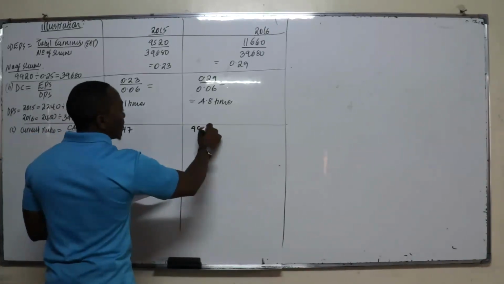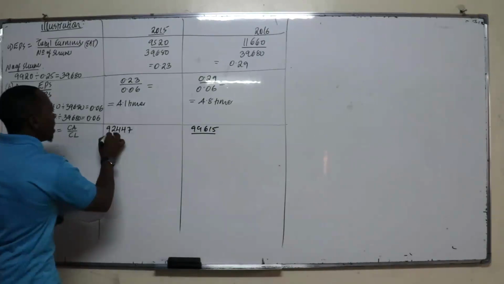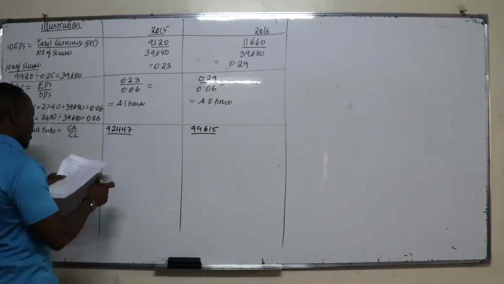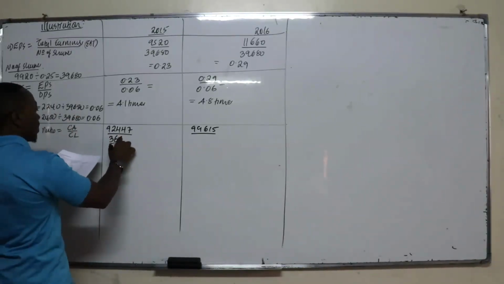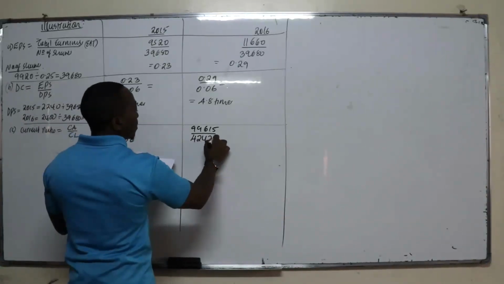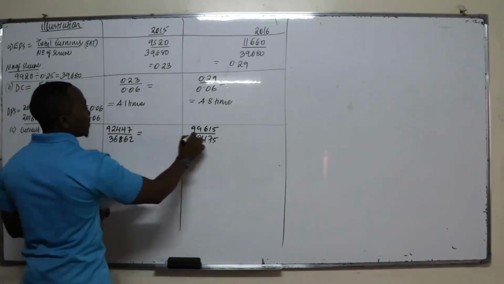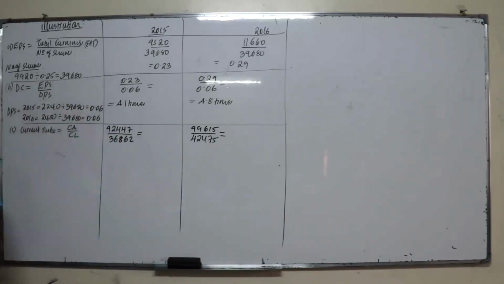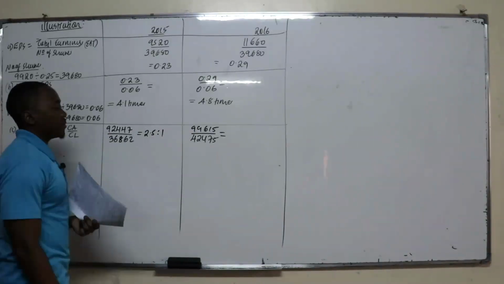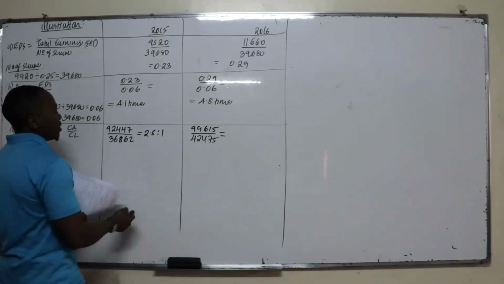99,615. Then you divide by the current liabilities. We have current liabilities of 36,862. Here we have 42,475. Sorry, the first one is 2.5. 2.5 is to 1. Or 2.5 times.